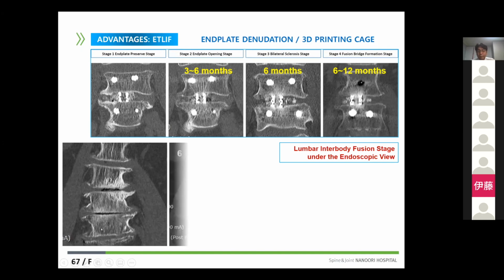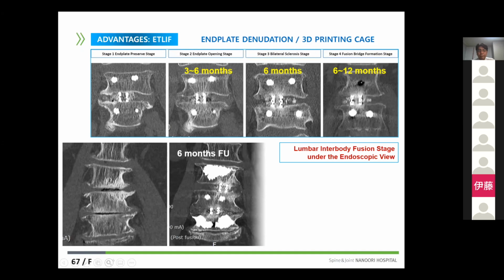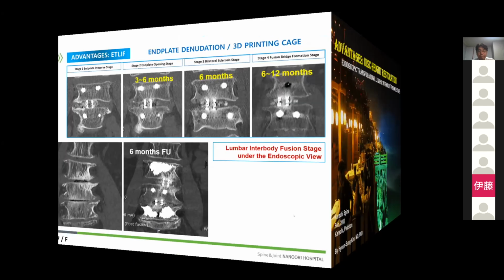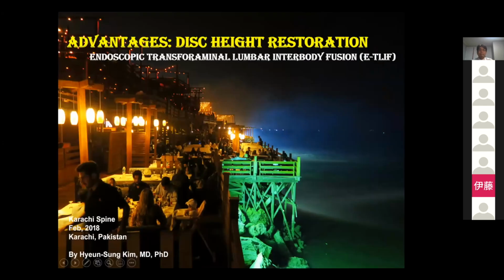For example, in this case, a 67-year-old female patient with severe osteoporosis. In spite of severe osteoporosis, you can see here the 6-month follow-up. You can see excellent fusion of the two lumbar fusion spaces with sufficient restoration. And the third advantage will be the disc height restoration. This is a very important advantage of endoscopic fusion surgery.